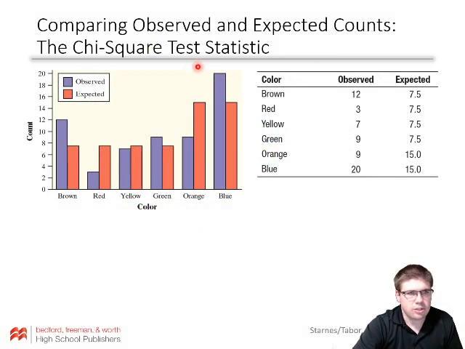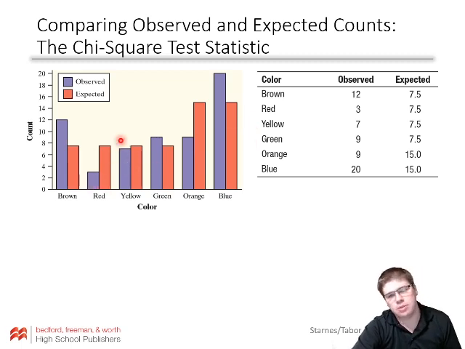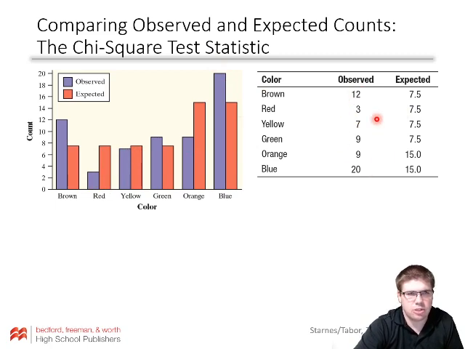So then here's a quick analysis of what was observed versus what we expected. We can see that for brown, we got 12, and we were only expecting 7.5. We didn't get as many red as we expected. We got more blue than expected and so on. So you can see that here in these observed counts.